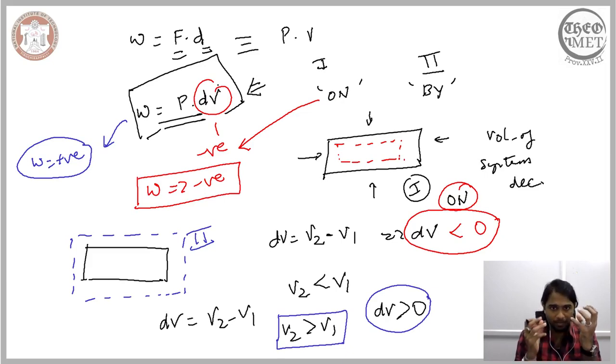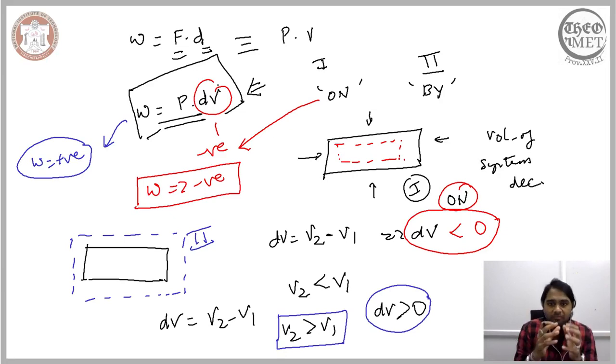So just to reiterate what has been said so far, when you have a setup wherein the work is done on the system, the volume decreases. When the volume decreases, the change in the volume is negative, because the final volume is less than the initial volume. So in that case, the overall work will be negative. On the other hand, when the system does the work, the volume increases, meaning the final volume is greater than the initial volume, the difference in the volume will be positive, and ultimately the work done by the system is positive.